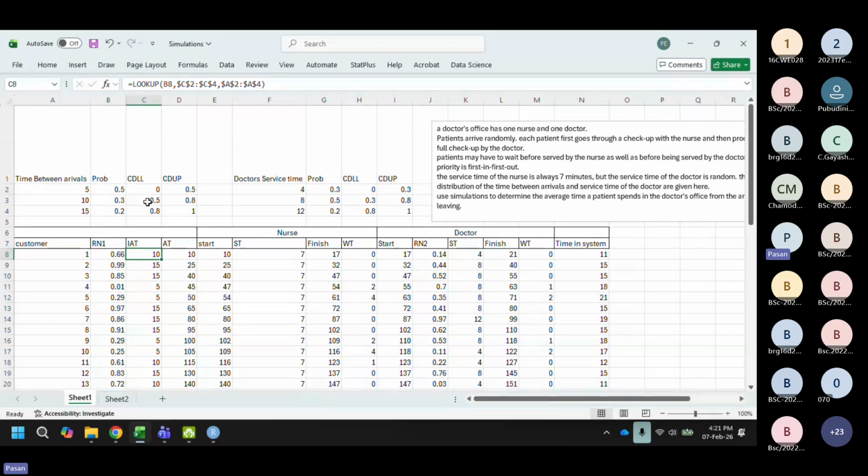So if it falls under that category, then I'm asking it to use these numbers and put them here. That is what your lookup command is doing, right? I'm getting these interarrival times and adding them to the previous one, so this keeps increasing. The arrival time is always increasing. That's the arrival time of the patient, right?